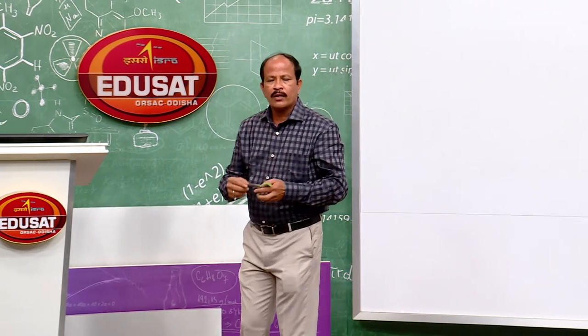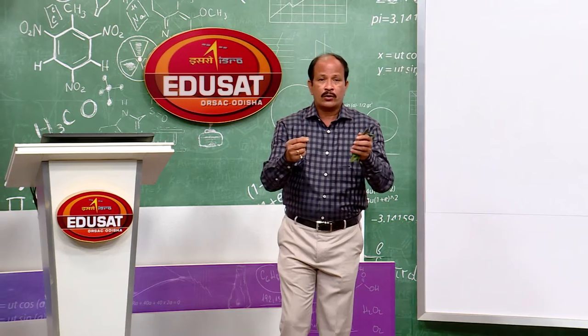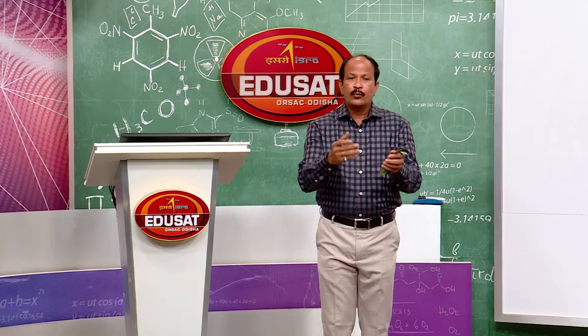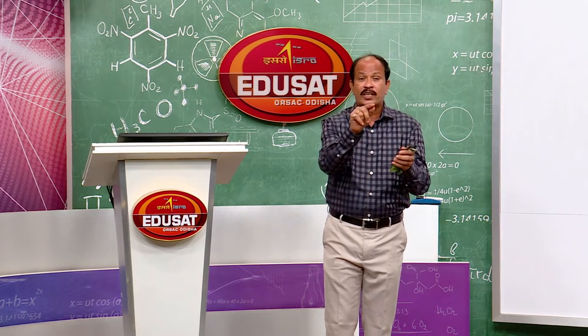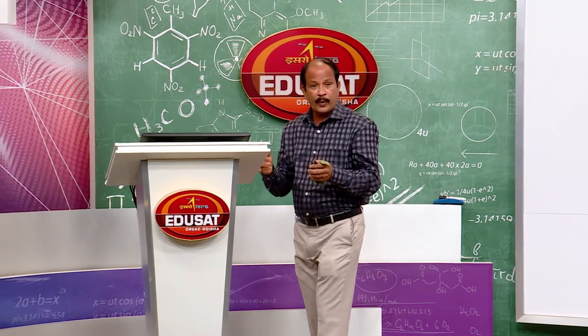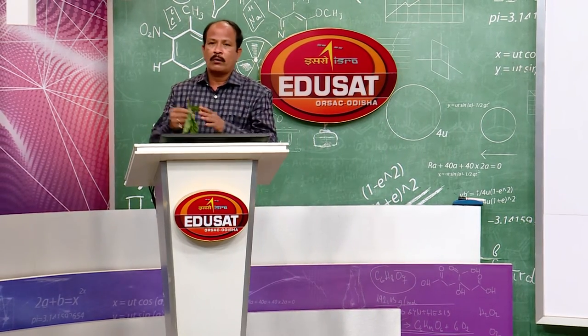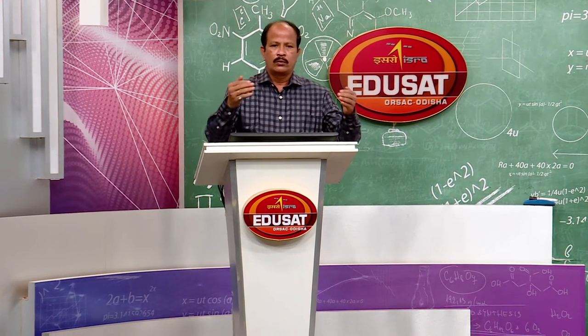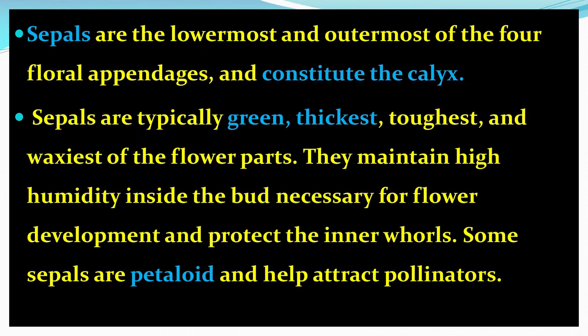So, now sepals are the thickest, they are the green structure of the flower, and they are the toughest, and epidermis having cuticle is also present there. That is why it is the waxiest of all the floral parts, but in the rest of the whorls, you will not find any waxy coating or any tough structure. So, these sepals are green, toughest, and they provide protection to the rest of the whorls. They are usually green, but in some flowers you will find sepals are often petal like. So, that is why they are called petaloid sepals.